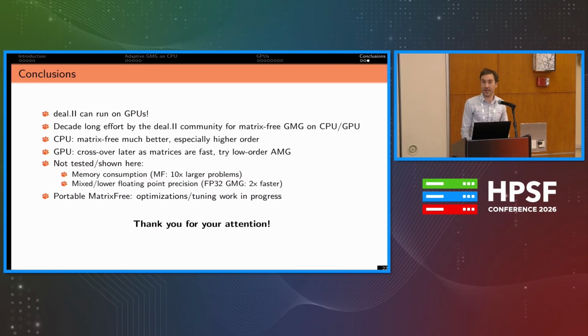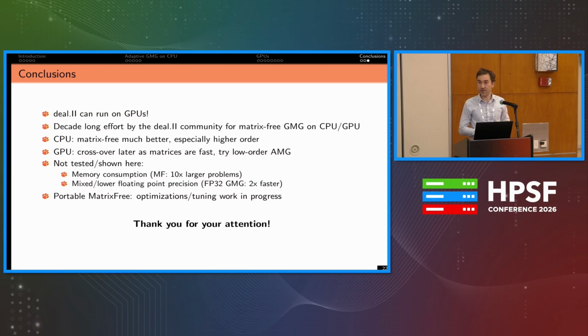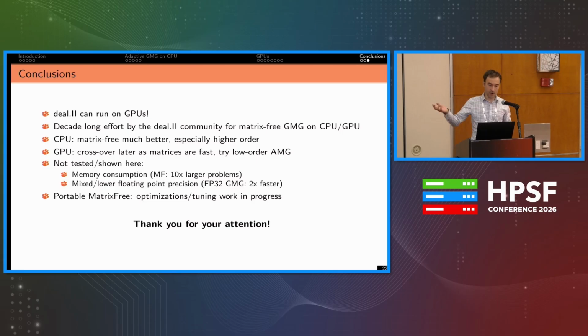We can do matrix-based and matrix-free approaches. We are somewhat fast. We can run on clusters. And it's like a decade-plus effort to develop matrix-free solvers. And they seem to also work competitively on GPUs, even though the trade-offs for matrices are different. What I didn't show you is, of course, matrix-free has many other advantages. For example, you can solve 10 times larger problems on a GPU because you don't need to store any matrices, even for linear elements.